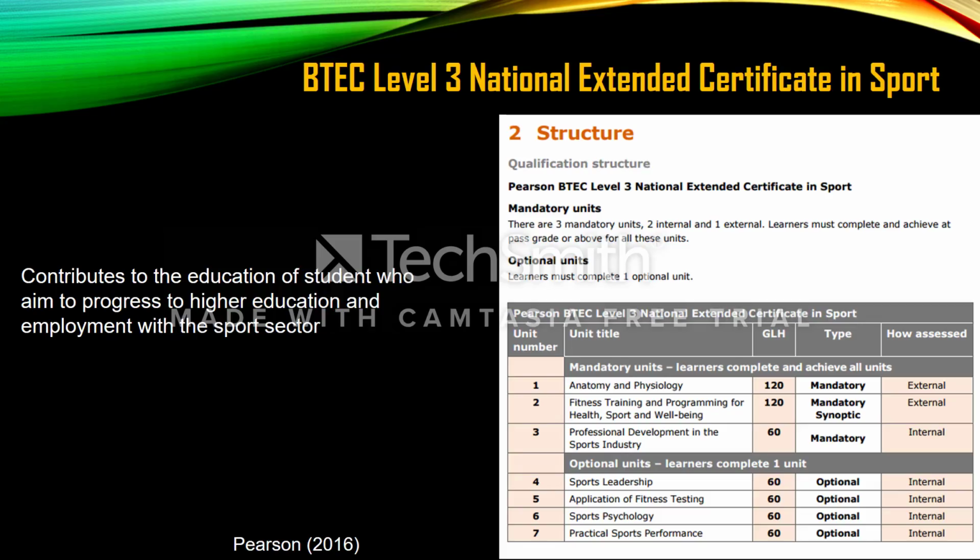BTEC Level 3 National Extended Certificate in Sport. The qualification focuses on the attainment of in-depth knowledge in sport for further studies, or if students want to pursue a career within the sport sector. Emphasis was placed on three mandatory units, which could be said to restrict students from other aspects of sport. An optional unit was also offered, giving learners the choice of decision on what to do. A different teaching approach would be used when addressing Unit 2 of the qualification, as it involves training and well-being.